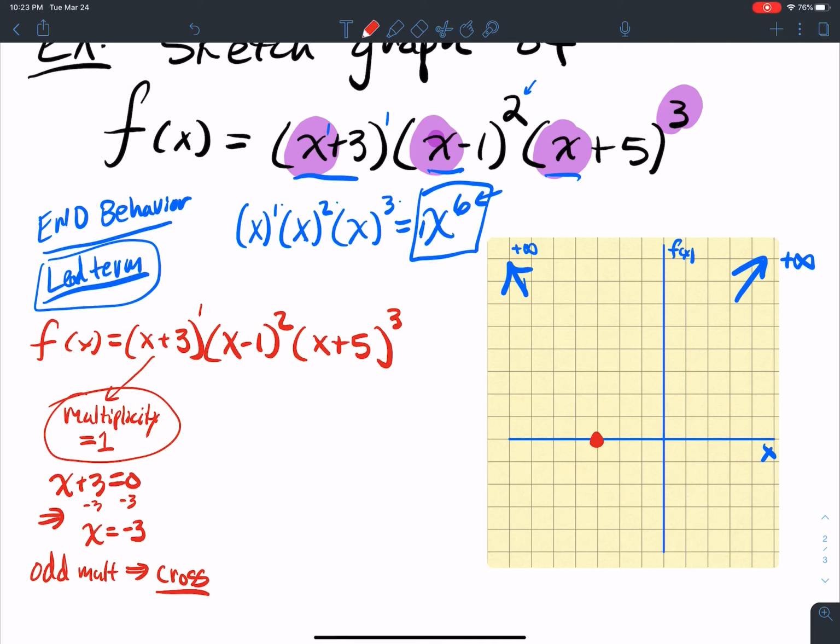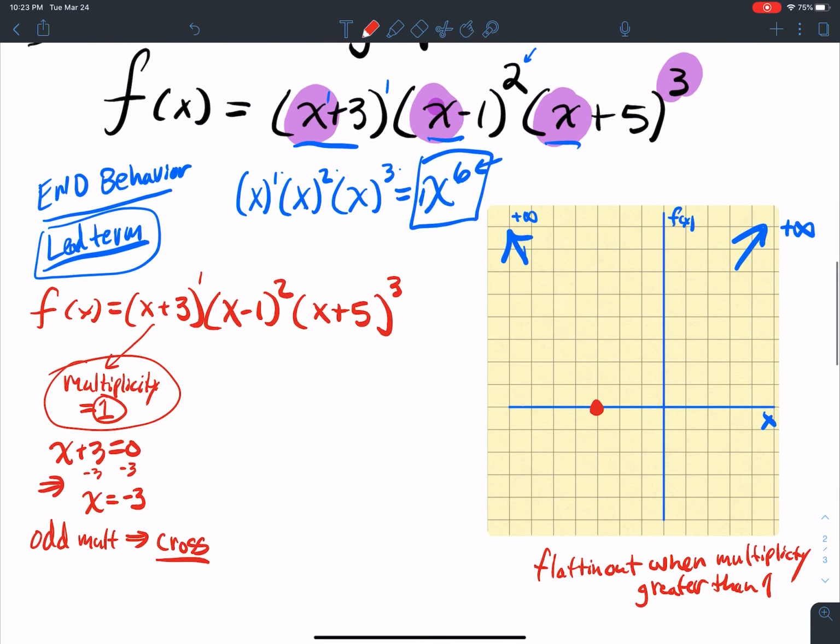So I'm either crossing through like this or I'm crossing through like this. Now, the multiplicity is 1, so that tells me that I do not flatten out. I only flatten out if multiplicity is greater than 1. Okay, if your multiplicity is greater than 1, then you're going to flatten out.